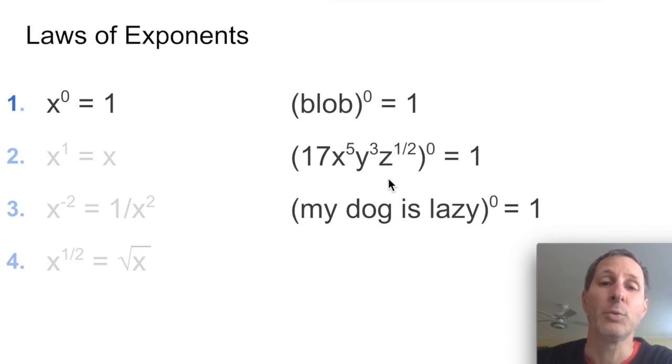So I don't care what you have, anything you raise to the 0 power is always going to be equal to 1 if it's inside parentheses. So that's rule number 1. Anything raised to the 0 power is 1.